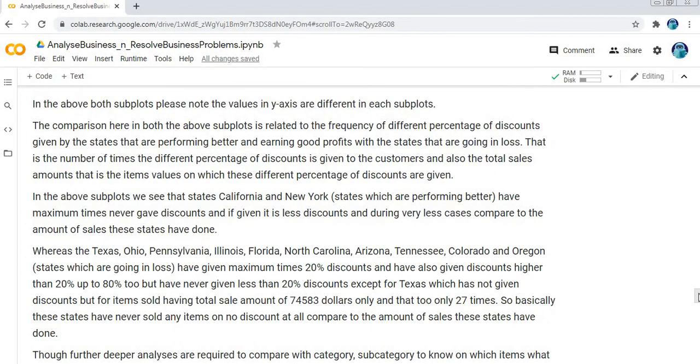So let's understand this. In both the above subplots, the values on the y-axis are different, as I have shown you, and the comparison in both subplots is related to the frequency of different percentages of discount given by each state that is performing better and earning good profits, versus the states that are going into loss. That is the number of times the different percentage discount is given to the customer, and also the total sales amount, that is the item value on which these different percentage discounts were given.